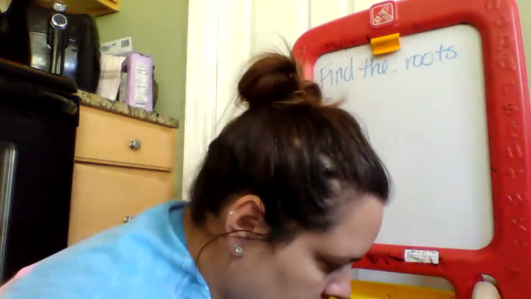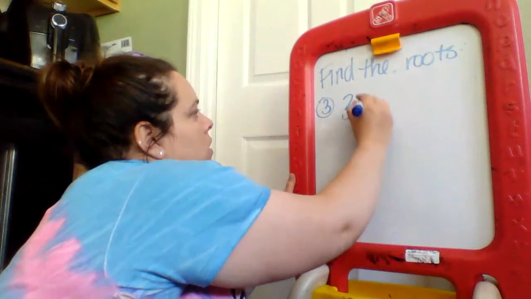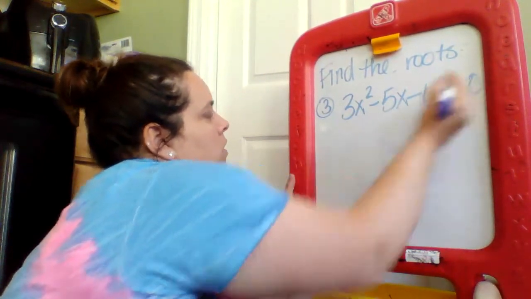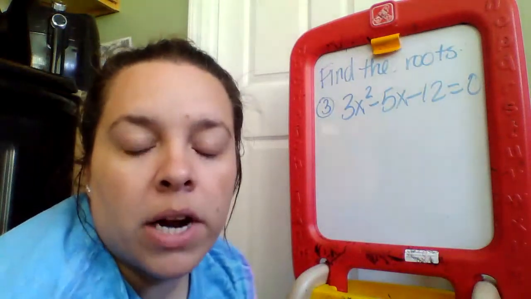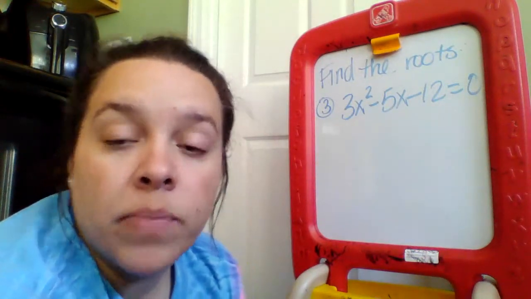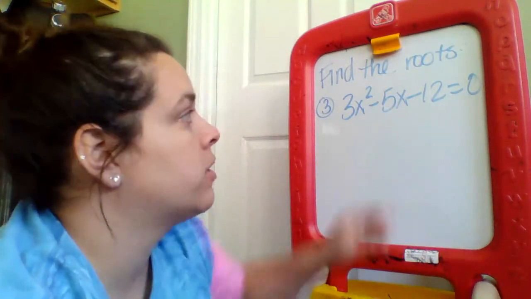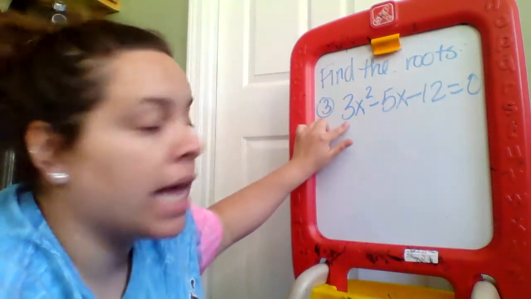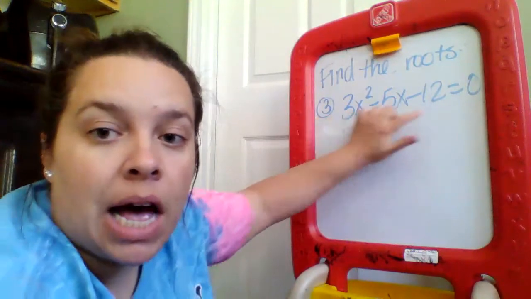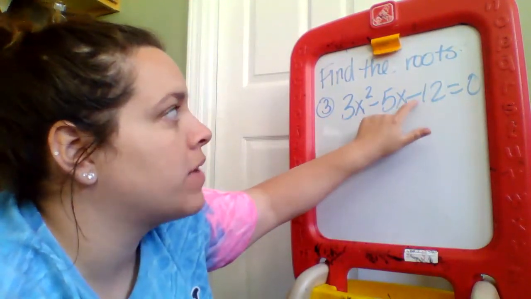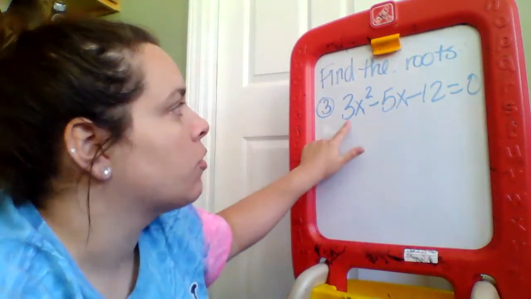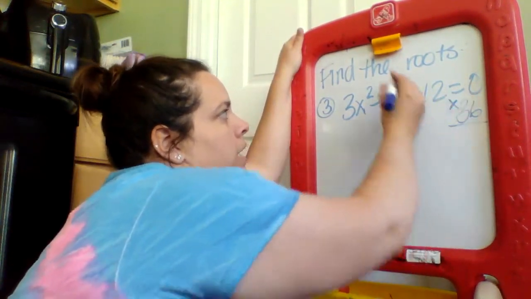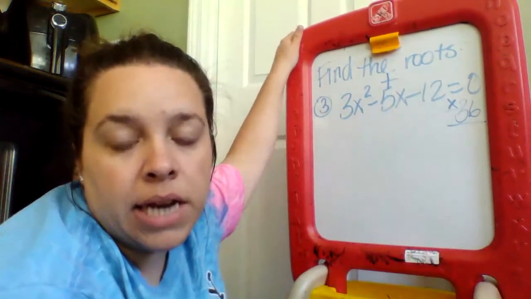All right, so 3x squared minus 5x minus 12 equals 0. So step 1, make sure it's equal to 0. Check. Step 2, factor it. Now this one has an a, so I'm going to have to slide. So 3 times negative 12, and it's negative, so different signs. So 3 times negative 12 is negative 36. So I'm multiplying to negative 36, but adding to negative 5.